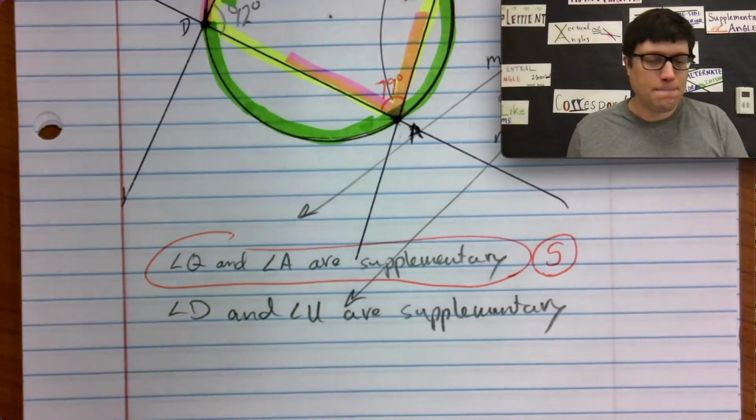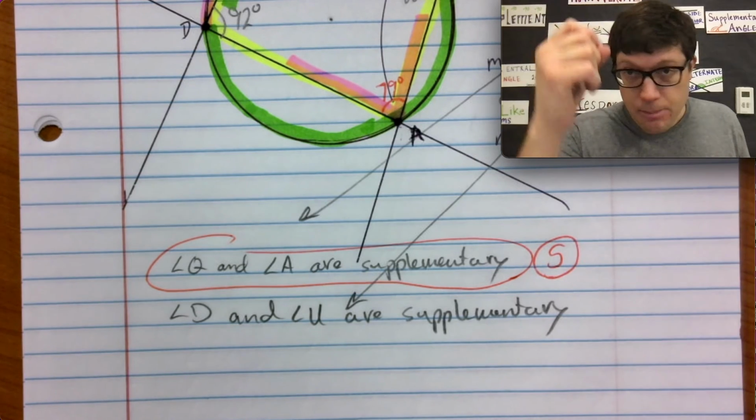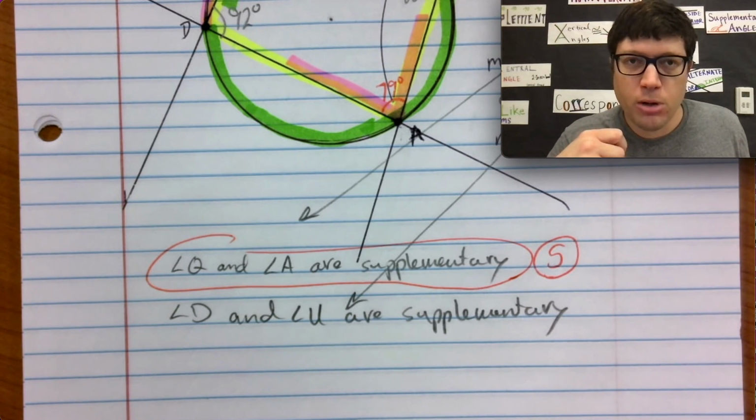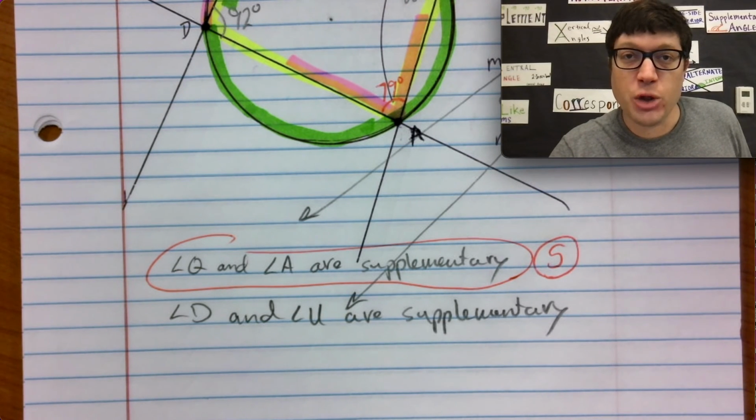5 steps. Stick around for part 2, where we take those 5 steps and we put them into a proper flow proof. Oh my gosh, chills. Love it when a proof starts to work out the way we intended to.